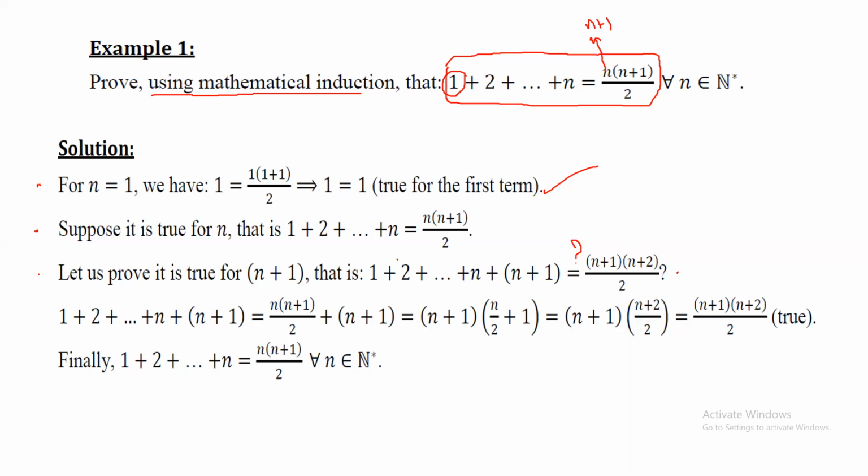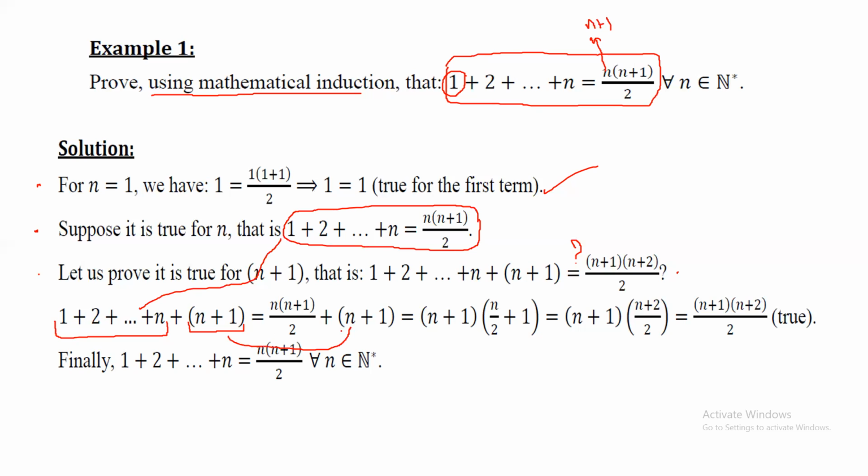Okay, I need to prove this. So I take the left side of the equation: 1 plus 2 plus up to n plus n plus 1. This is the left side. 1 plus 2 plus up to n is here, from this one. I suppose it is equal to n into n plus 1 over 2.